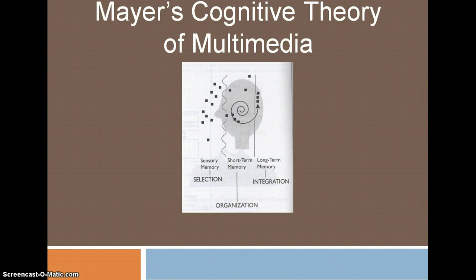Mayer's cognitive theory of multimedia uses the process of selecting information, organizing thoughts, and integrating it with current knowledge.